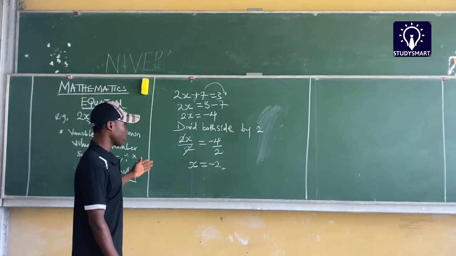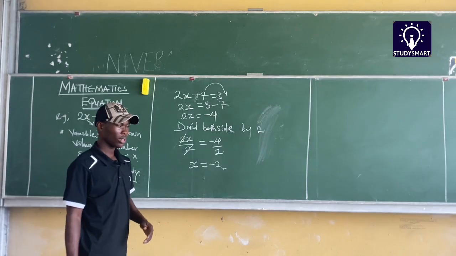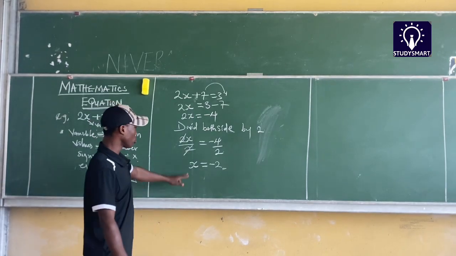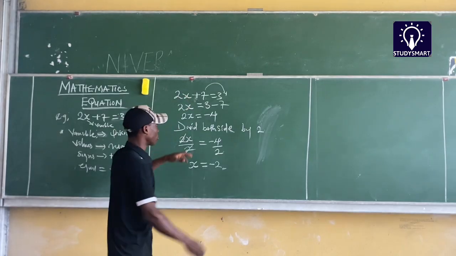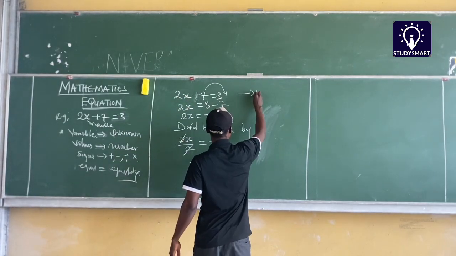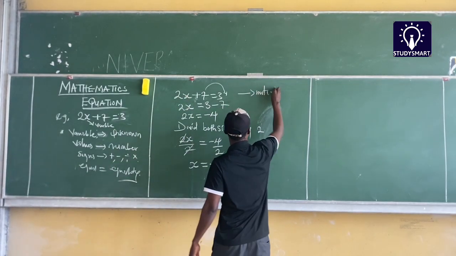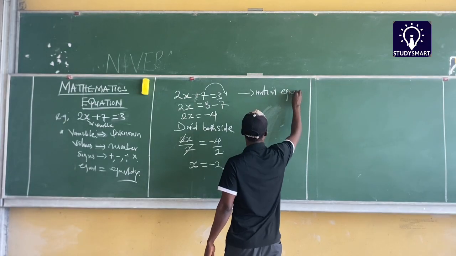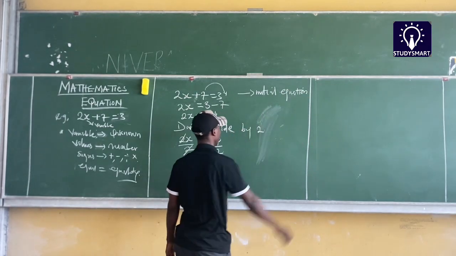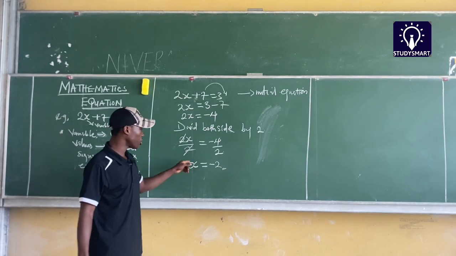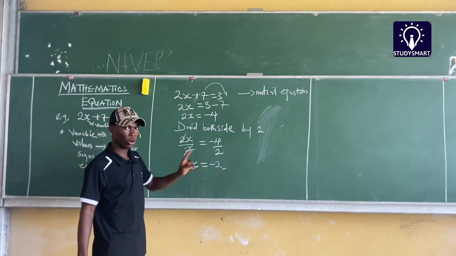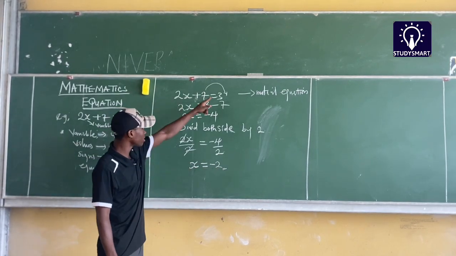All right, so illustrating what we just explained about equation, now this is where it comes in. We are going to substitute the value of this x back to our initial equation. All right, so don't forget that this becomes our initial equation. And then we are going to substitute x, which becomes now minus 2, into this equation here.